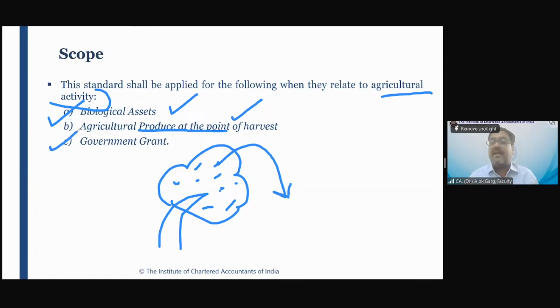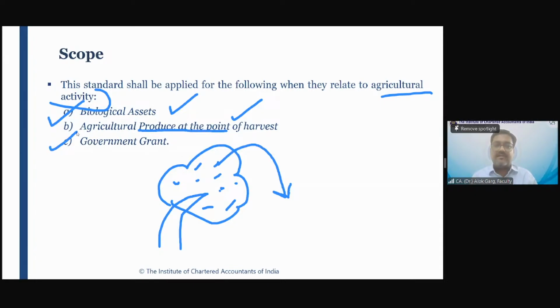And the government grant: there is a separate standard on government grant, which is Ind AS 20, but this standard covers only those government grants which are related to the agricultural activity, right? And agricultural activity does not mean only plantation. It also includes horticulture, floriculture, aquaculture, right? Let's say chicken farming, milking. So all these activities are also covered under agricultural activity. Okay. So these three items will be covered under Ind AS 41.